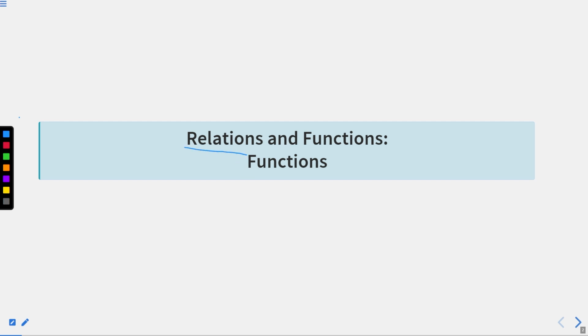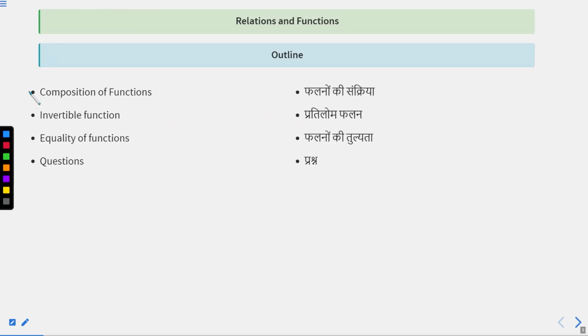Today we will be continuing our discussion on the topic of relations and functions, chapter 1, class 12th. In this chapter we discussed relations. Now it's time to discuss functions. In functions, we discussed the definition, types of functions and some elementary functions, and then we discussed the composition of functions and invertible functions. In today's class, we will be discussing equality of functions, and then we will practice some questions.